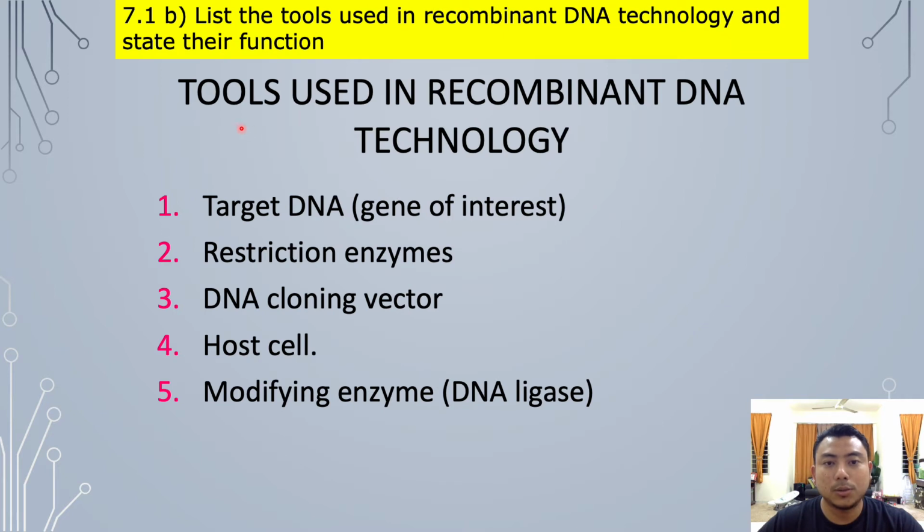So here are the tools used in recombinant DNA technology. The first one is the target DNA or gene of interest. The second one is restriction enzymes, then DNA cloning vector, host cell, modifying enzyme, and DNA ligase. We will look into a little bit of detail for each of the tools.